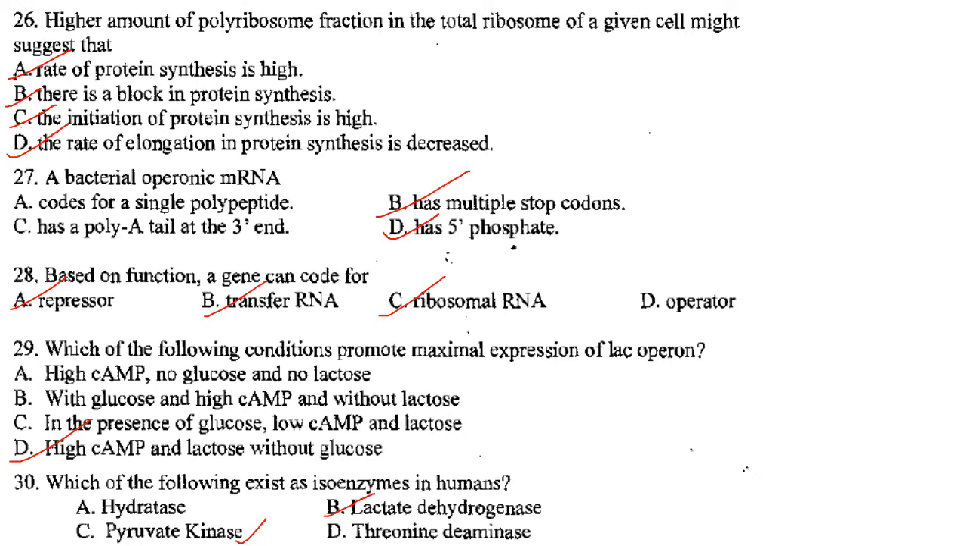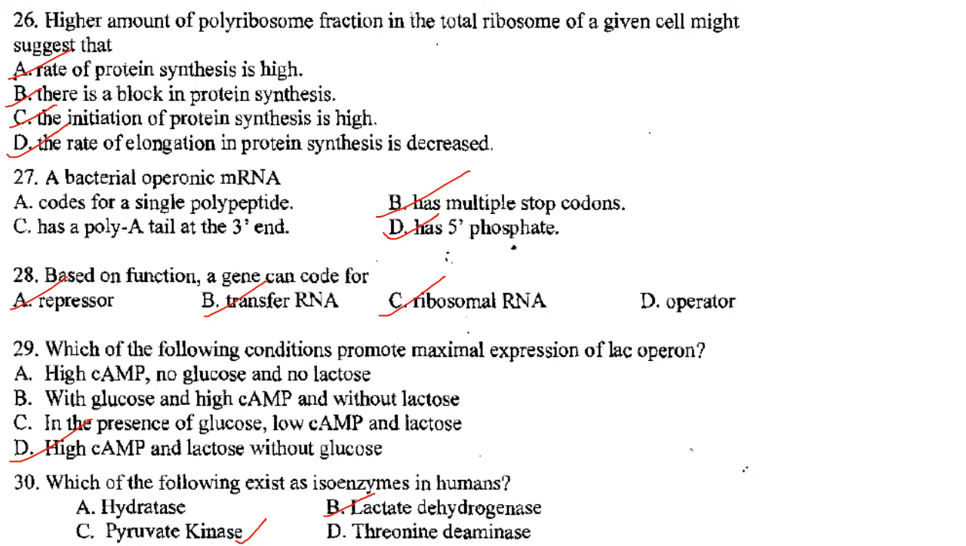Then next one. Which of the following conditions promote maximal expression of lac operon? So high cAMP, no glucose, no lactose, no. Then with glucose, no, glucose should be absent. In the presence of glucose, glucose has to be absent. High cAMP, lactose without glucose. So that is correct. Option D is correct.